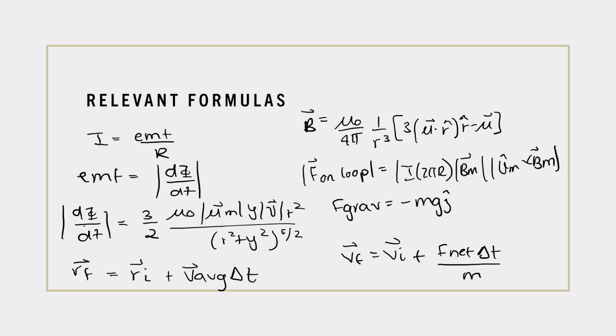In this slide, we have a snapshot of the relevant formulas that were used throughout the experiment, and you will also be seeing how these formulas were used to modify the computational model and obtain a result of the average time of the falling magnet.